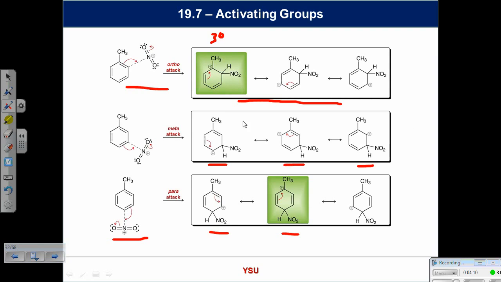We can talk now about the fact that this is not so good. These two are fine, and that's why we get the reaction going in that direction. Yes? If you can do these diagrams, you can do this directing effect. So that's the idea for the toluene with the methyl group.